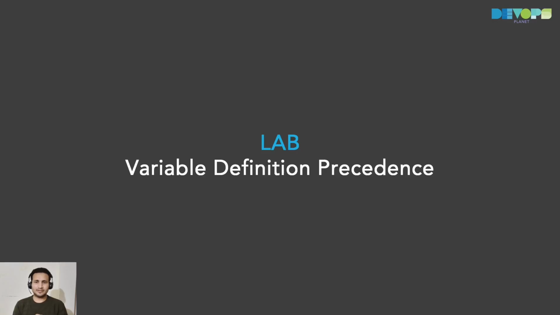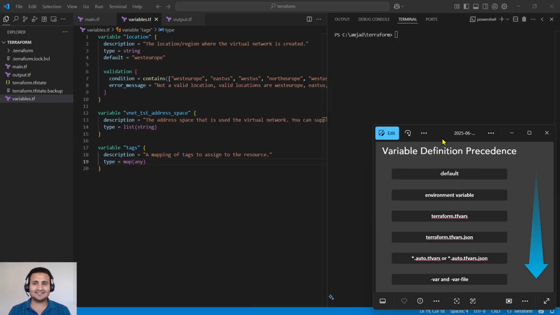So now let's have a look at the variable definition precedence in a lab, in a practical way. We already talked about what the sequence would be, how the variable definition precedence is going to work, and which one will override which one. But let's have a look at the practical way, in real time, of how it works. Hey, so in this section we talked about the variable definition precedence.